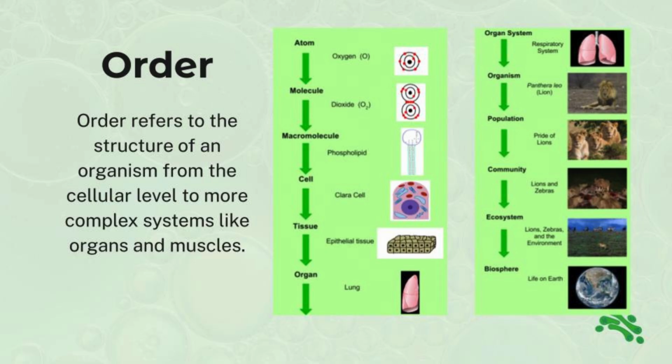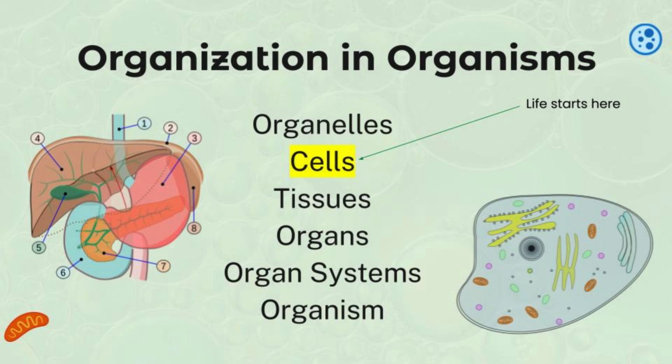So order refers to the structure of an organism from the cellular level to more complex levels like organs and muscles. You can see starting on the left here and going down across, it gives you from an atom all the way to the biosphere level. We're primarily going to talk about these levels here, which is the organization and organisms, starting at organelles, cells, tissues, organs, organ system, and organism. Notice that life starts here at the cell.